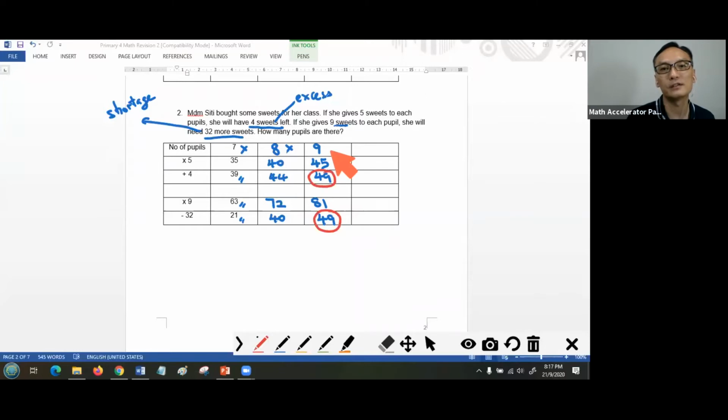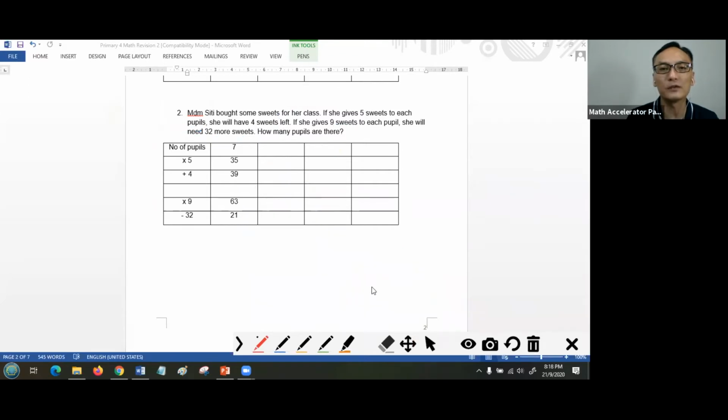So since it's a match, this is the correct combination. So can you tell me how many pupils are there? Right, good job, everybody. Give yourself a pat on the back. You have 9 pupils, right? So 9 pupils is the correct answer to this question. Okay, great. Let's move on to number 3.